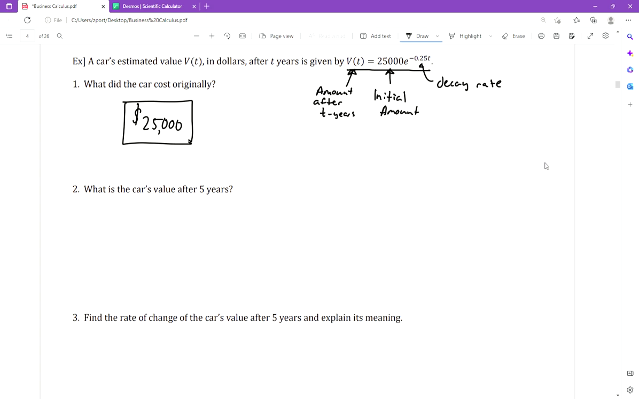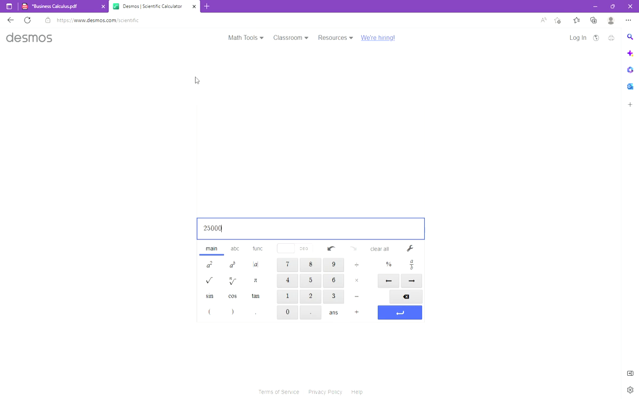All right, so let's see this. What is the car's value after 5 years? So they're just saying let t equal 5 in our function up there. So we've got V of 5 is equal to 25,000 e to the negative 0.25 times 5. Okay, and so we'll need our calculator on this as well. Let's plug that in. I've got Desmos ready, so we've got 25,000 e to the negative, let me use parentheses again, negative 0.25 times 5.